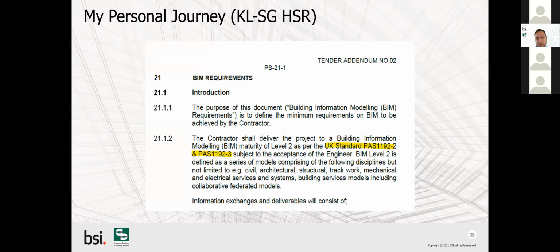Okay, so the first thing that I'd like to share is that for that particular project, the Kuala Lumpur Singapore High Speed Rail, at the time we were dealing with a specification that says that the contractor or consultant has to deliver the project based on BIM maturity level 2, referring to the standards PAS 1192 part 2 and part 3. Okay, so for that, what we did is, next please.